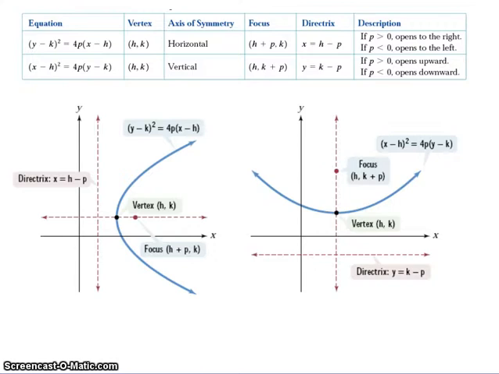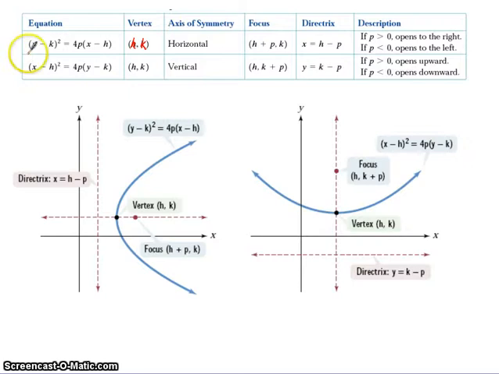We will also be looking at parabolas that do not have the vertex centered at the origin. We're going to be looking at a parabola with a vertex other than 0, 0, and that means we're going to be dealing with the hk value. The h represents the x value of the vertex, the k represents the y value of the vertex. This is similar to the parabola in vertex form.